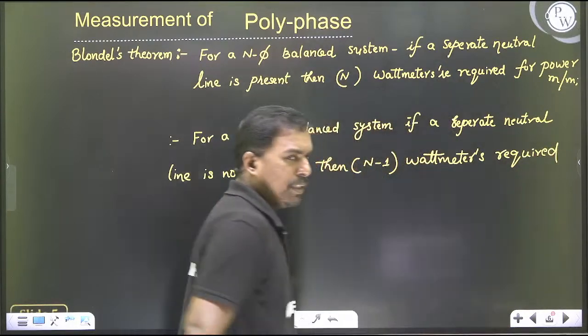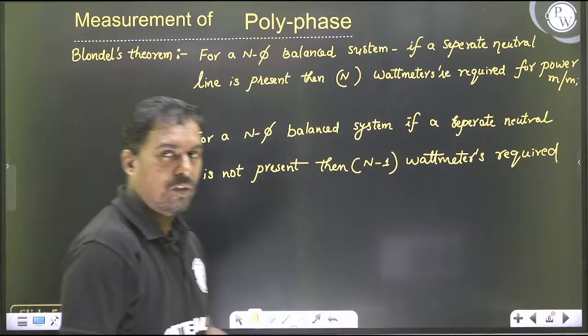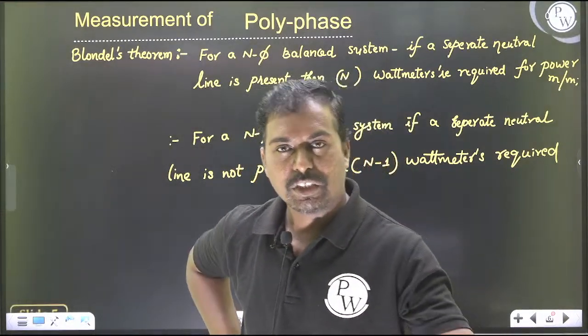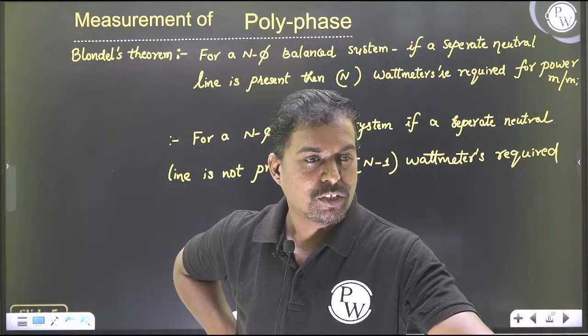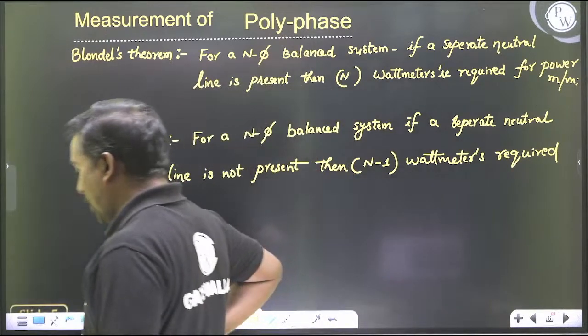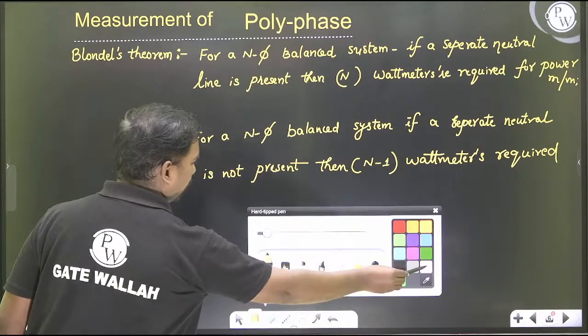So what is happening here? 1 wattmeter is reducing. So 1 wattmeter is reducing means the number of coils is also reducing. So the connections will reduce, it is economical, and also losses will be less. Okay, so what does balanced system mean? What will be there in a balanced system?